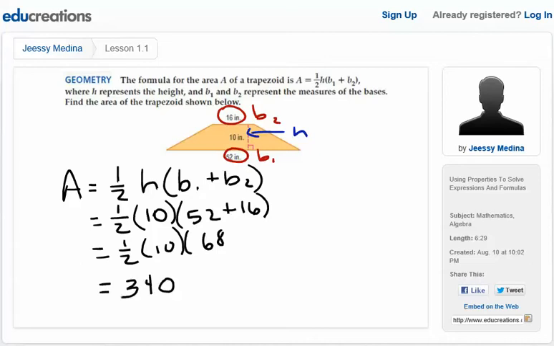Now we have to consider the unit. Alright, and then we know this is inches, and this is inches. So the answer is going to be inches squared, which makes sense. Area is always length squared.